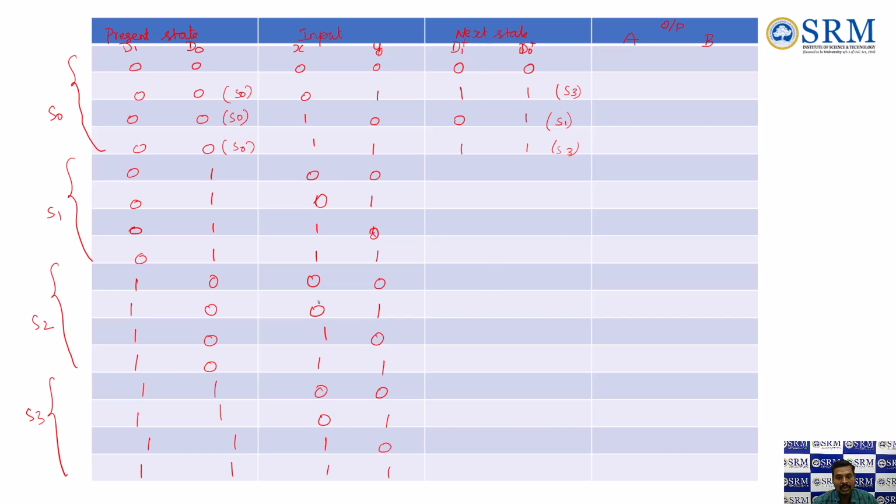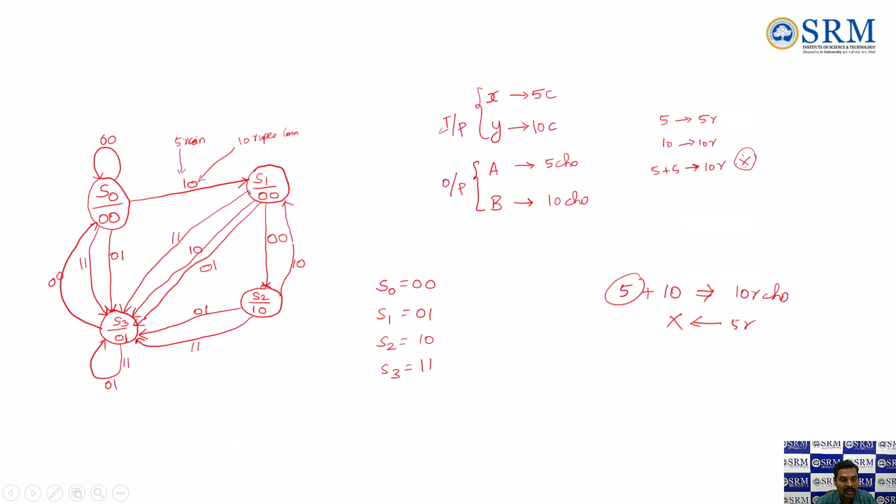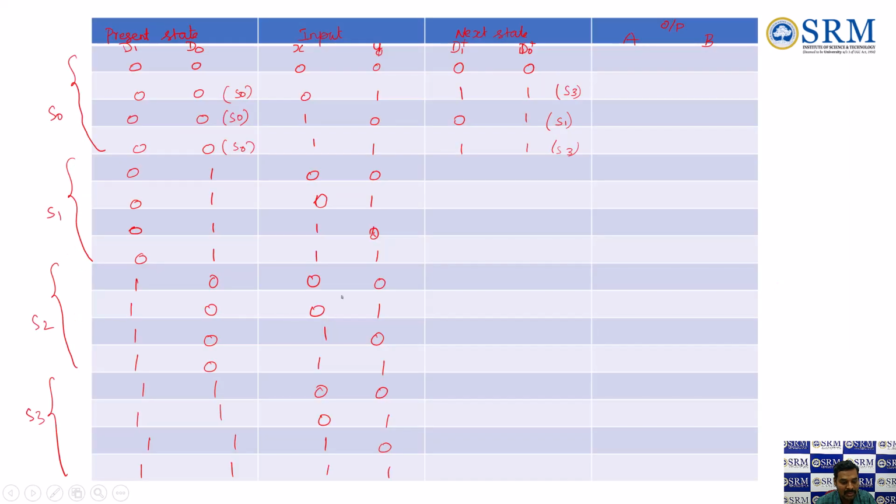Right. If this was the case, when we are checking 0, 1, 0, 0, let us analyze from the state table. That is, from the S1 state when 0, 0 is given. So the S1 state when 0, 0 is given moves to S2. The S2 state value is 1, 0. Right, here 1, 0.